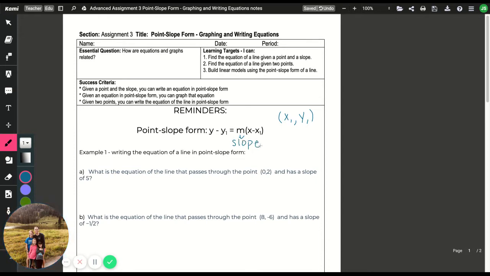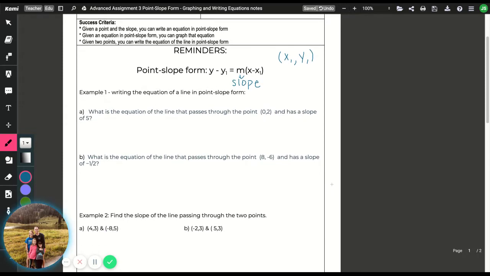So in this first section, we're going to write the equation of a line in point slope form. They give us a point right here. So this is your X1 and your Y1. And it has a slope of 5. Slope is your M. So we are going to substitute all three of those into the equation. Remember that your plain Y and your plain X are just going to stay X and Y. We don't plug anything into those.